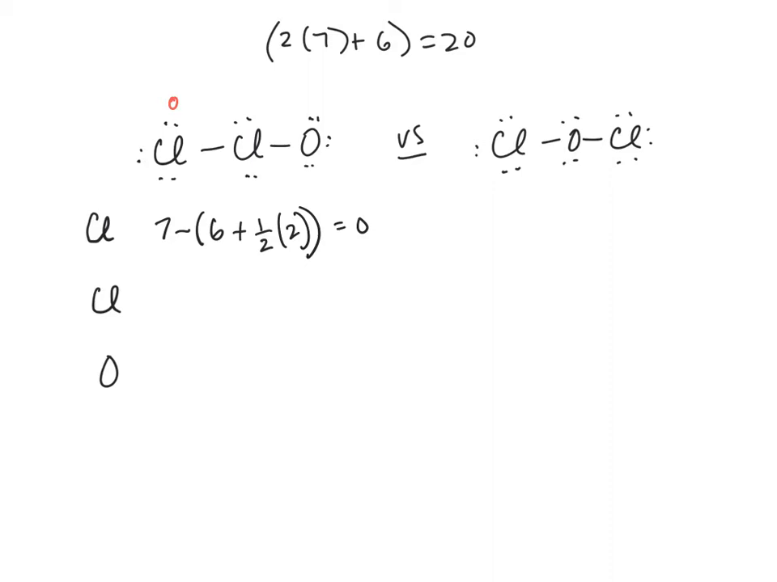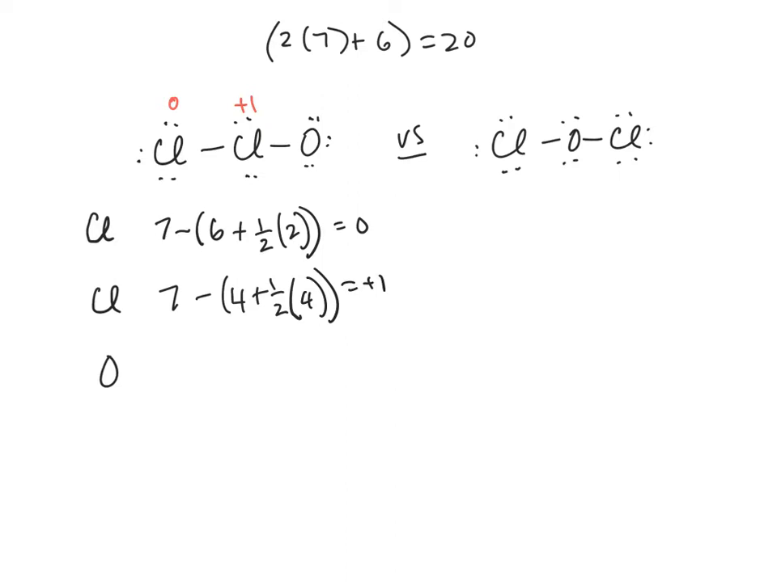The next one is chlorine by itself, 7 again. This time we have 4 lone pair electrons, so that's 4 plus 1/2 times the electrons in the bond. We have 2 electrons here and 2 electrons here, the ones that are connected to the chlorine, so that's a total of 4. So this is 4 plus 2, which is 6. 7 minus 6 is plus 1.